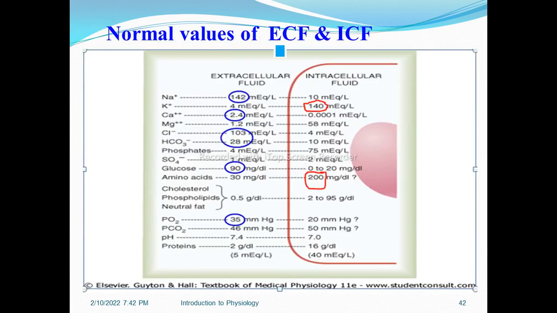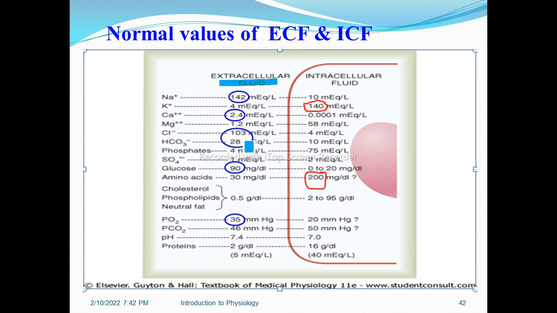So, normal values of extracellular fluid and intracellular fluid. For instance, sodium is 142 in extracellular fluid and 10 in intracellular fluid. So sodium is more in extracellular. Potassium is 4 in extracellular and 140 in intracellular, so it is much more in intracellular. Calcium is 2.4 in extra and 0.001 in intra, so it's much more in extracellular fluid. Magnesium is 1.2 in extra and 58 in intra, and chlorine is 103 in extra and 4 in intra, so it's much more in extracellular fluid.